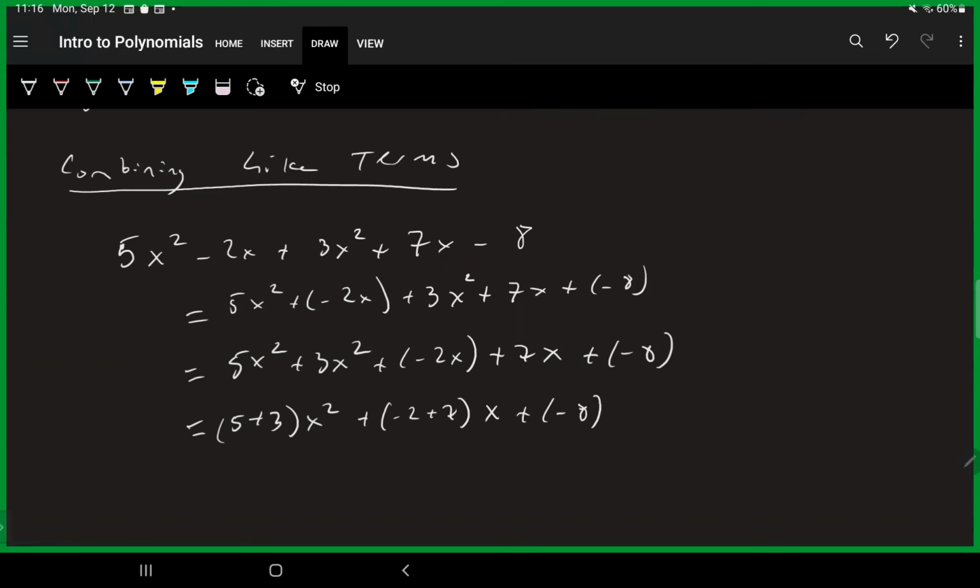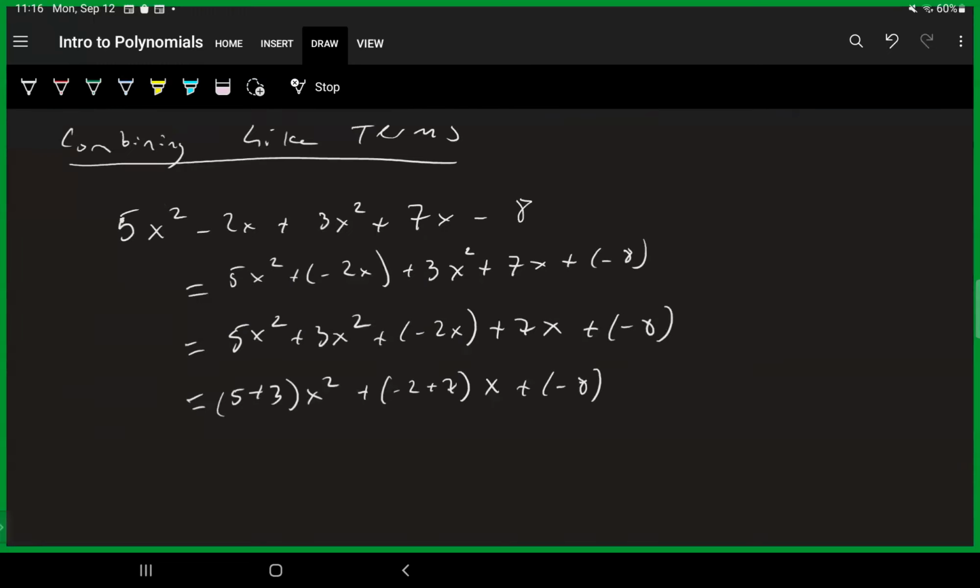If you think about 5 apples and 3 apples, I have 8 apples, right? So I'm going to use a distributive law to factor out that x squared, and I'm adding my coefficients. And then when I combine what's inside the parentheses, I'm going to get 8x squared plus 5x minus 8.